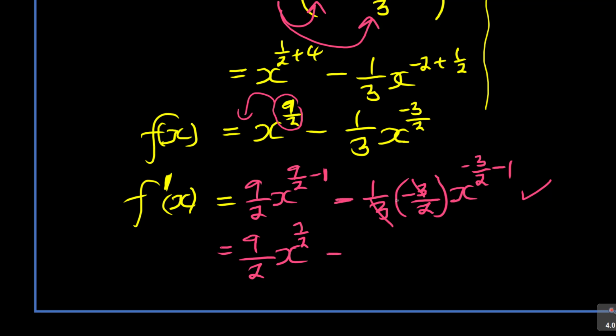Look at this one. I have a negative and I have a negative inside. You see that? So it's going to add. So it's going to be positive. Yes, so positive 1 over 2. Minus 3 over 2 minus 1. And that's the same as 3 over 2 minus 2 over 2. So it's going to leave a minus 1 over 3.